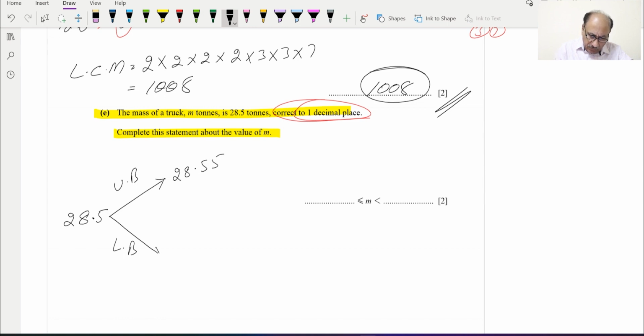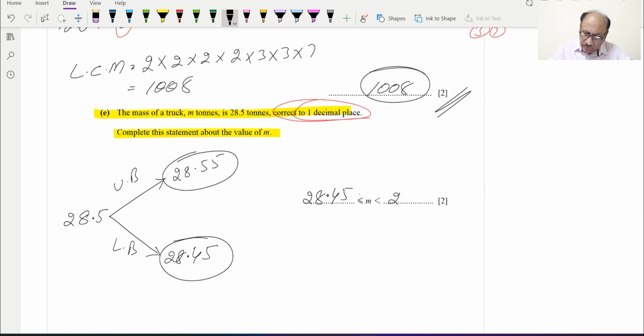The lower bound will be 28.45, and the lower, smaller number we will write on this side, which is 28.45. The upper bound, or the bigger number, we will write on this side, 28.55, and this is for 2 marks.